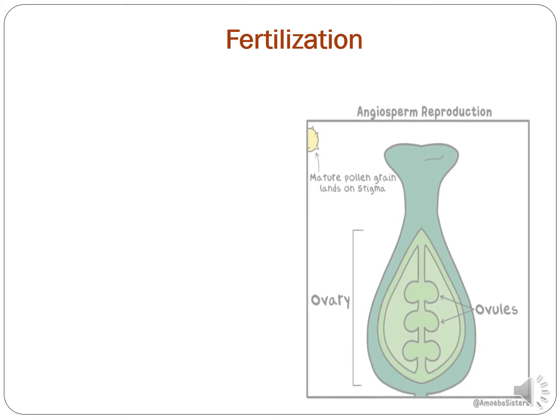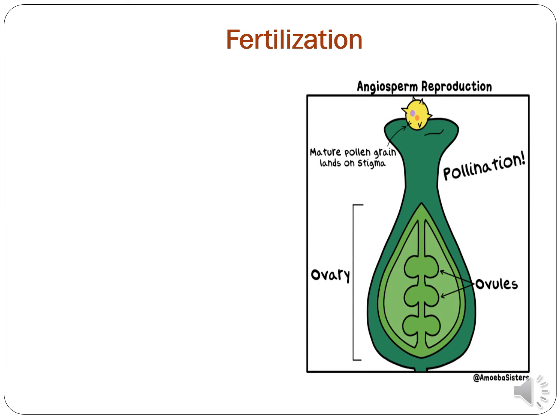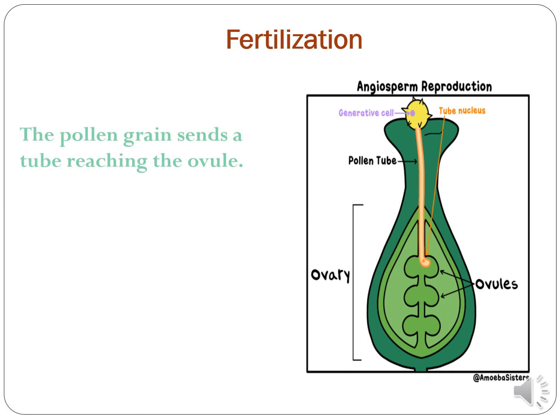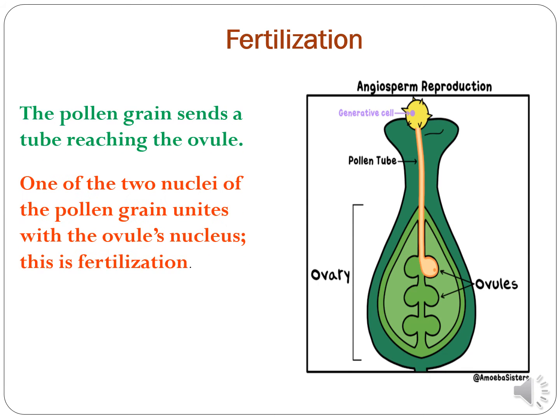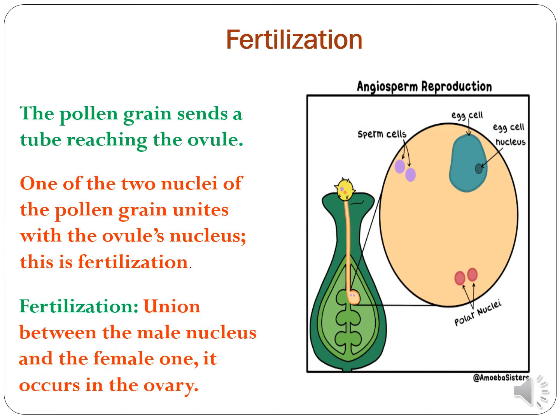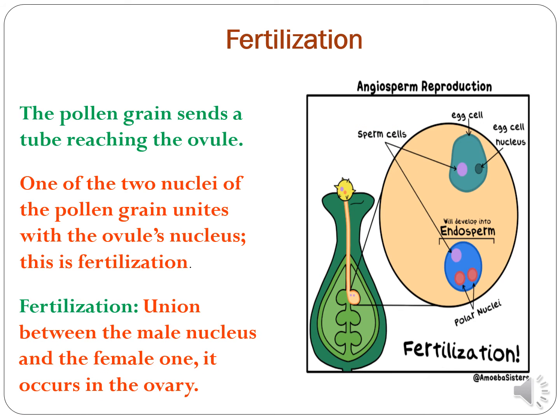Fertilization. After pollination, which is the fixation of pollen grain on the pistil wet end, the pollen grain sends a tube reaching the ovule. One of the 2 nuclei of the pollen grain unites with the ovule's nucleus. This is fertilization. So, fertilization is the union or mating between the male nucleus and the female one. It occurs in the ovary.